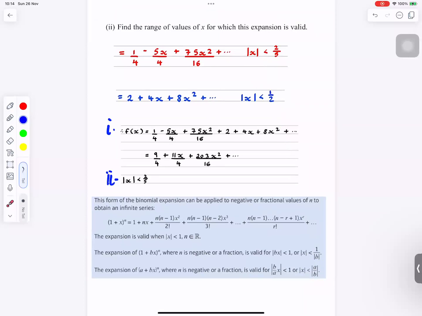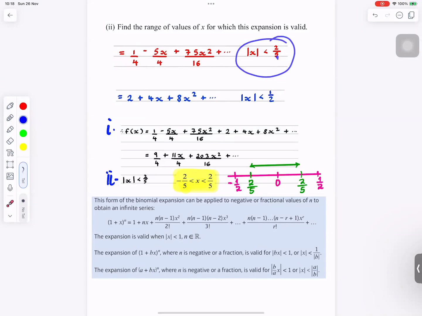And for the next expansion, absolute value of x is less than 1 over 2. So we want to put them together. For the first one, this one is valid from minus 2 over 5 up to plus 2 over 5. And the next one is valid from minus a half up to plus a half. So we want the one that covers both ranges. So it's this one. So we choose absolute value of x less than 2 over 5, or you can write it as minus 2 over 5 less than x less than 2 over 5.